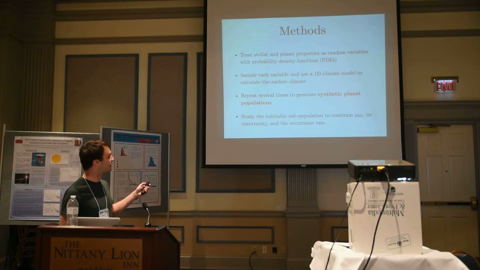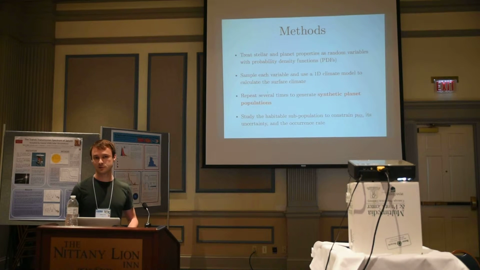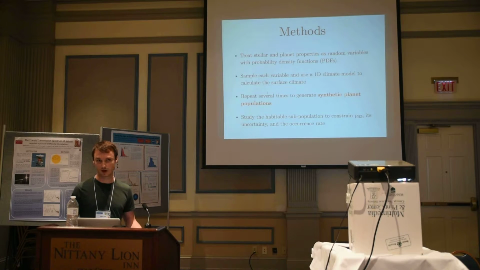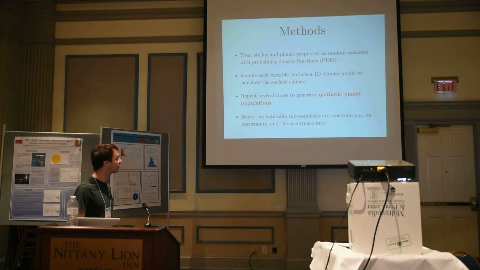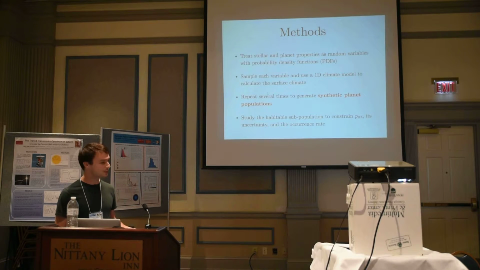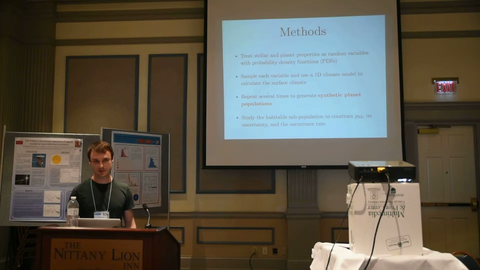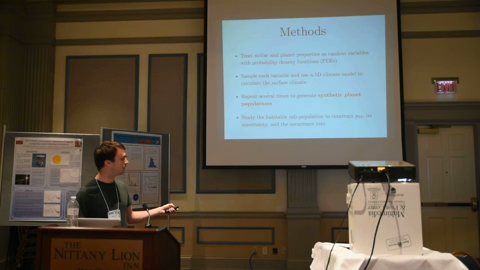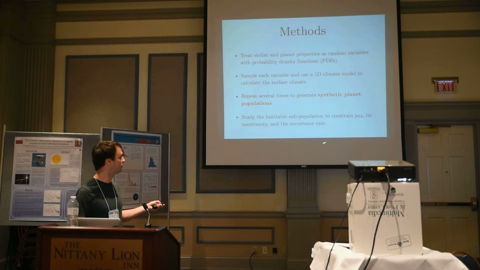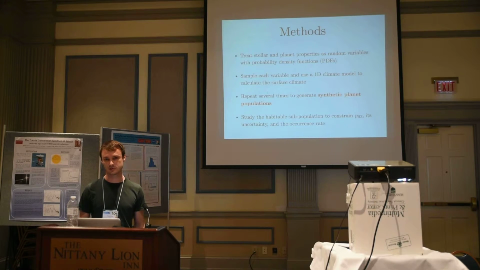And so I sample each variable, and then I use a 1D climate model to calculate the surface climate of the synthetic exoplanets. And I repeat this several times, and in this way I build up synthetic exoplanet populations. And the final step is to study the subpopulation that can have liquid water on the surface. With that, I can constrain P_HC, I can have a handle on its uncertainty, and I can also calculate what is the occurrence rate of habitable zone planets.